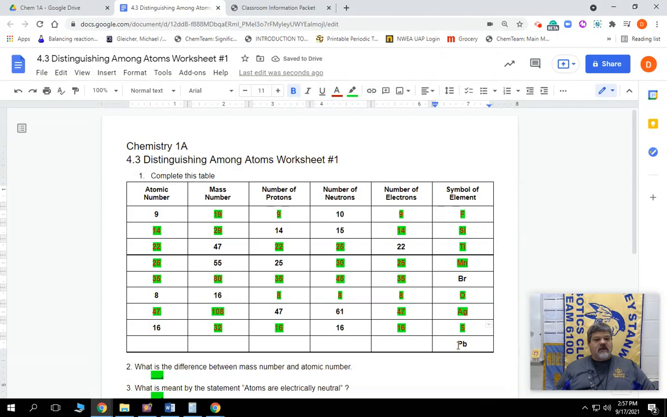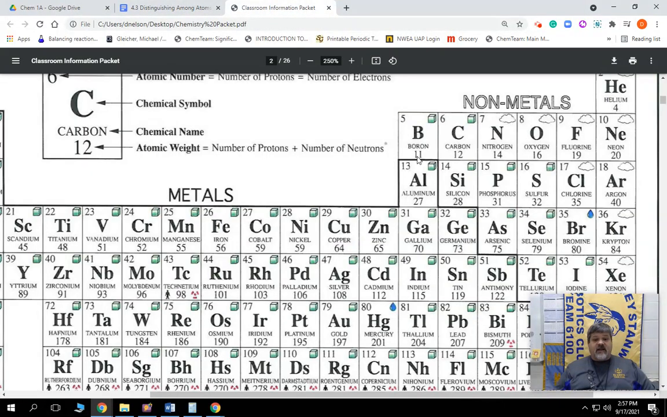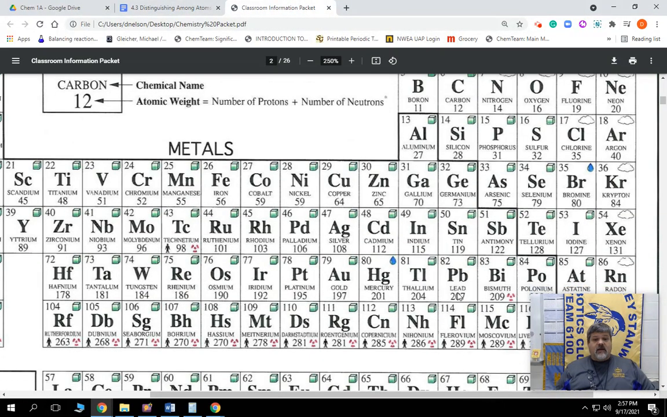We have lead. So that's the only thing that we have. So we've got to get the atomic number and the mass number from the periodic table. So let's find lead. Here's lead. We have 82 is the atomic number, and 207 is the mass number.